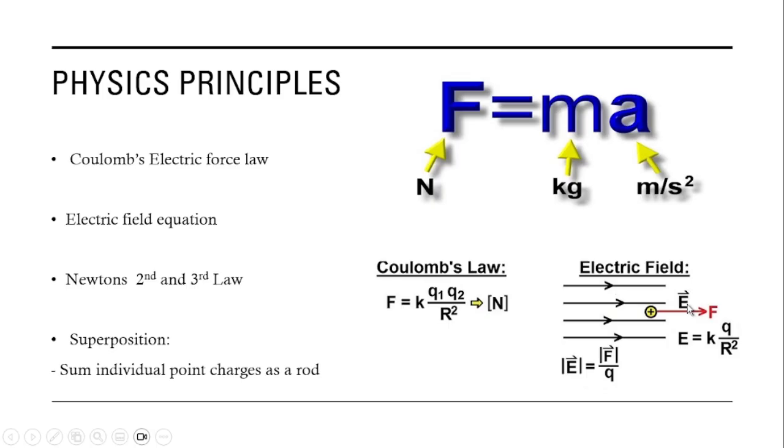So the key physics principles used here were pretty much the same as in lab 1. We used Coulomb's electric force law, the electric field equation, and Newton's laws. The only difference in this lab, however, is the idea of superposition, where we sum individual point charges, little dq's, and treat each piece of tape as a rod.